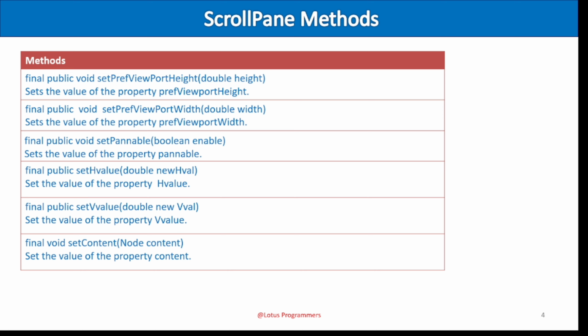So these are the important methods which are defined from the scroll pane component. Calling the set preferred viewport height method and set preferred viewport width method is compulsory while the scroll pane component is added to the JavaFX scene. That actually defines the viewport from the JavaFX scene. The viewport is the visible space of the component from the JavaFX scene.